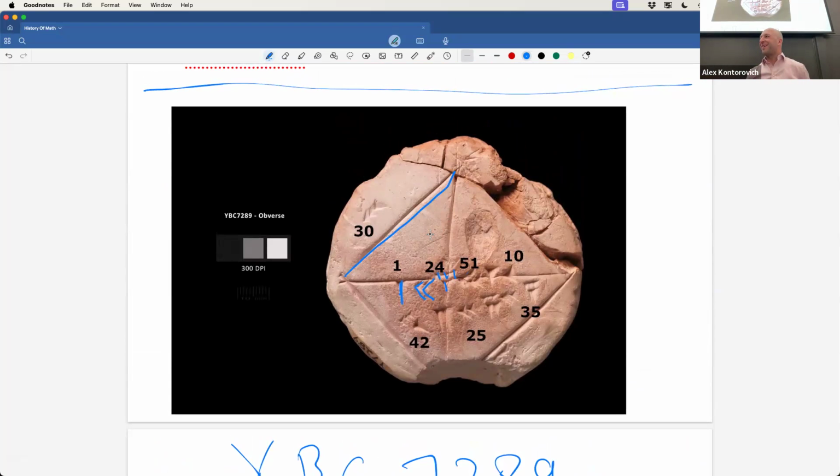What's 1/2 in base 60? 30/60ths. That's what this 30 is. It's 0.30. So this is 1/2. And if you work out what this number is, it's root 2 over 2.